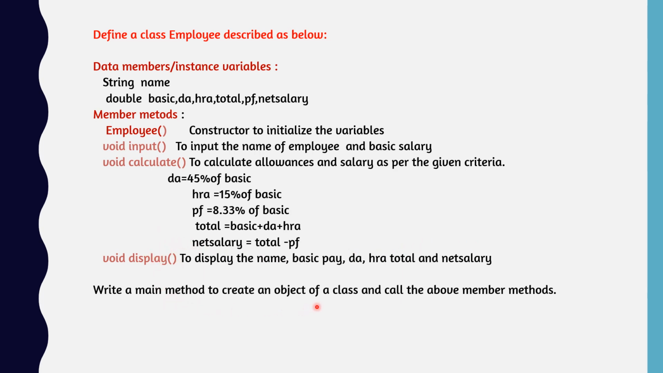And write the main program to create an object of the class and call the functions. Here we can see string name, double basic, and all the variables are declared below the class, not inside a function. So these will be global variables or instance variables, and these variables are accessed by all functions.